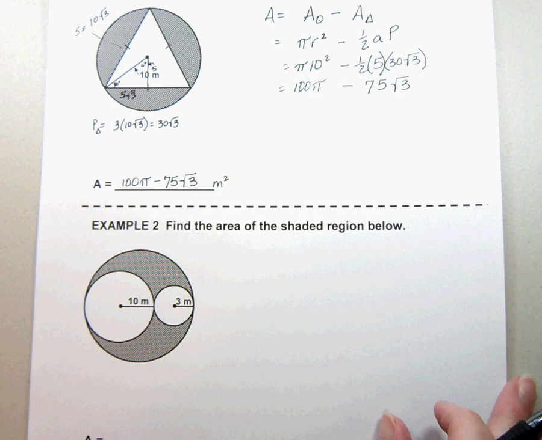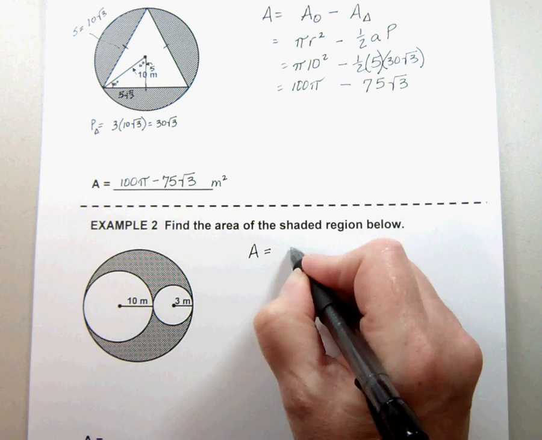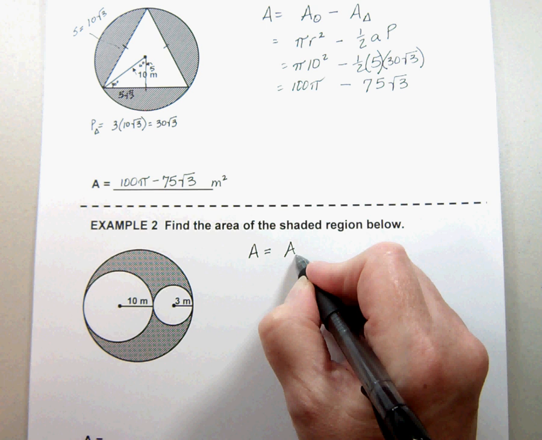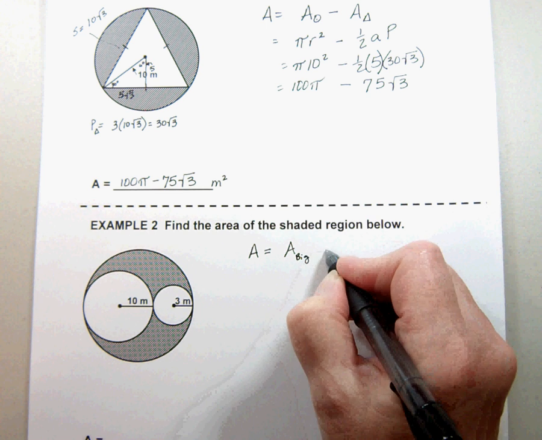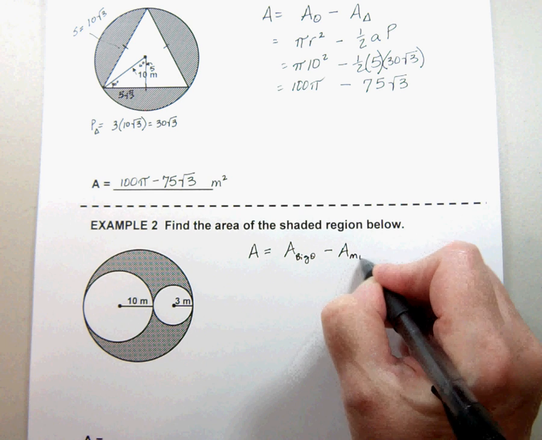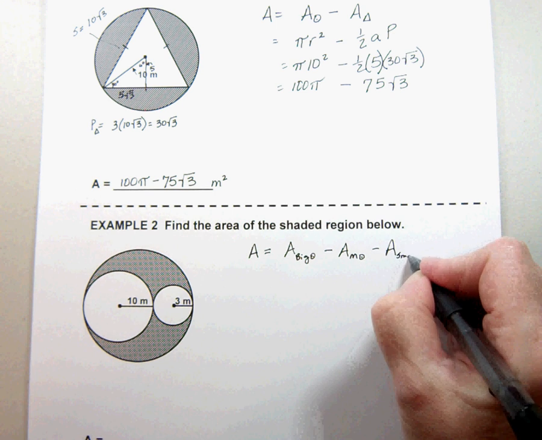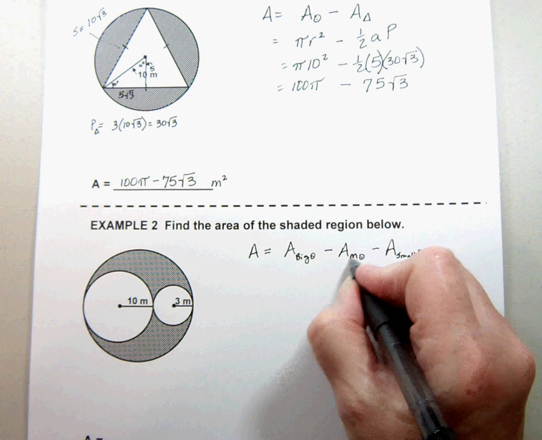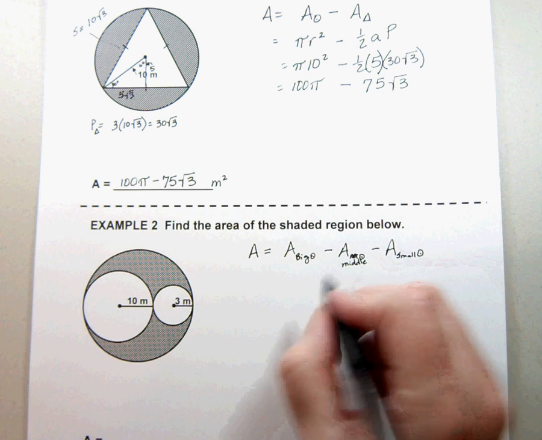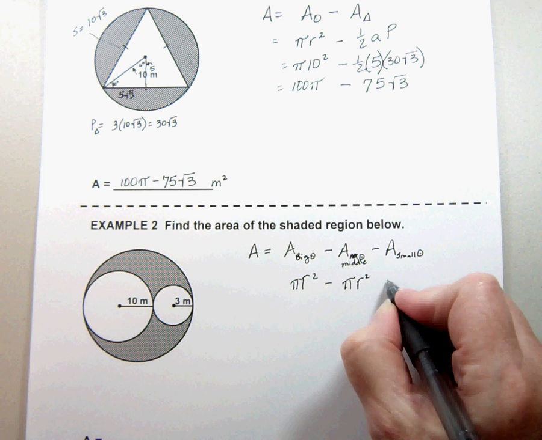Example number 2. On this one, you're finding the area of the shaded region. Let's write our formula. To find the shaded region, you're going to start with the area of the big circle, and then you're going to subtract the area of the middle circle and the area of the small circle. The middle size circle. So you're really just going to use pi times radius squared each time. This is just the circle formula.